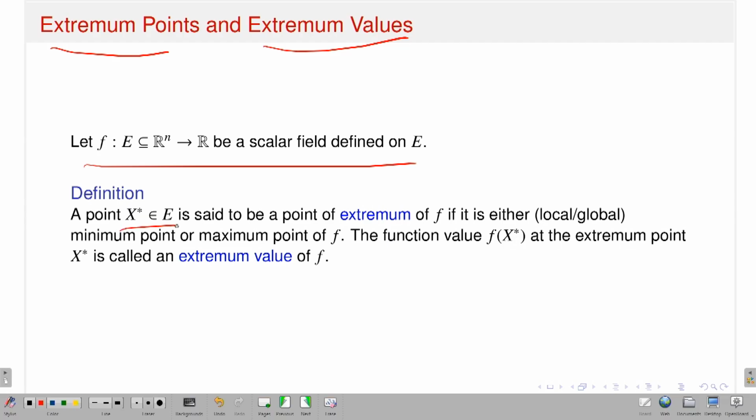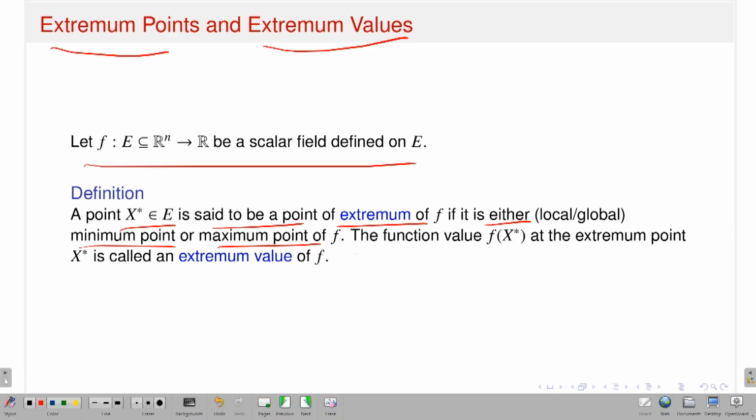I am saying that a point x star is said to be a point of extremum. You see, it is not minimum or maximum, it is a point of extremum of f if it is either local or global, if it is either a minimum point or a maximum point. So that means all four possibilities are there. So that means a point x star, I will say that it's a point of extremum either if it is a point of local maximum or local minimum, or it is a point of global maximum or global minimum. So local, global could be anything, maximum, minimum, whatever it is. So the point x star is a point of extremum of f, either it is a local minima or local maxima or global minima or global maxima.